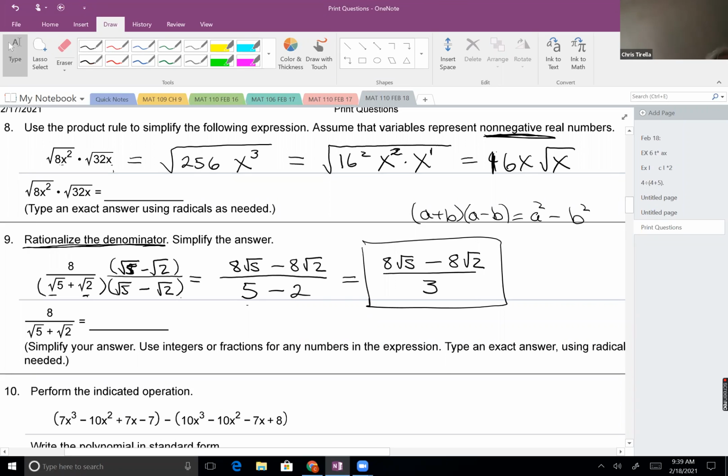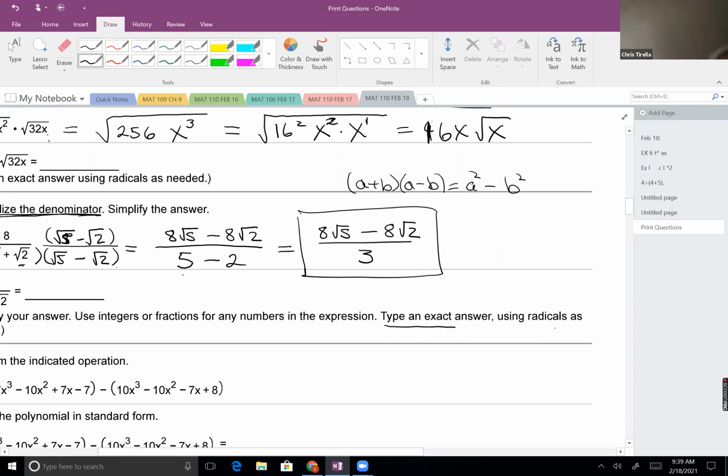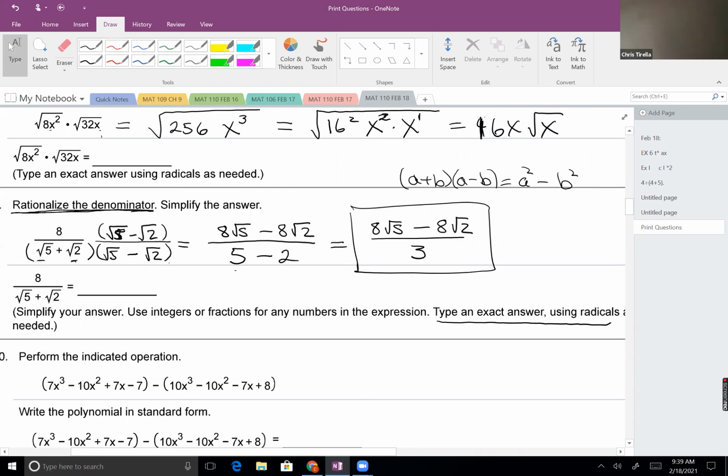Over here, where it says type an exact answer using radicals as needed, they're kind of saying, don't you dare just pull out your calculator and turn that into a decimal. If you turn it into a decimal, it's no longer exact because this is an irrational number. You would be rounding. They don't want you to round. They want you to leave it exact in radical form.